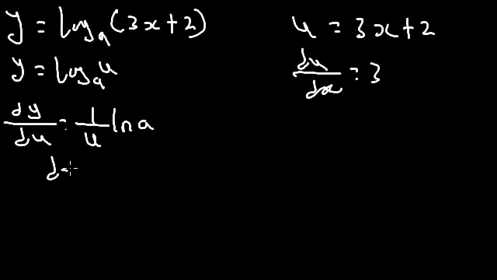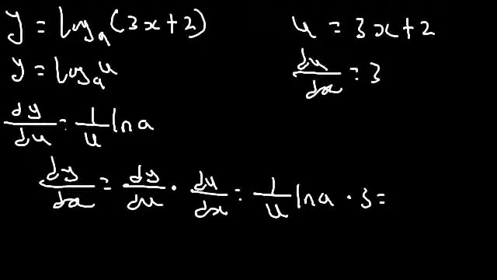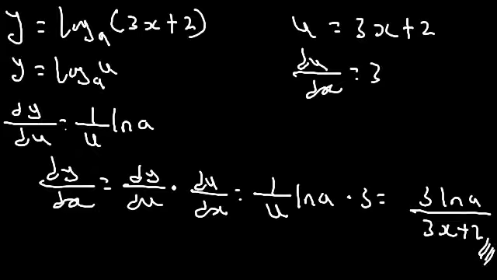Hence, our final answer, dy/dx, would simply be equal to the product of dy/du and du/dx. Therefore, we get our final answer to be 1 over u ln a multiplied by 3. When we introduce u, since the question is in terms of x, the answer must also be in terms of x. Upon replacing u and simplifying, we get our final answer to be 3 over (3x plus 2) ln a. That's the result to example number 1. On to example number 2.